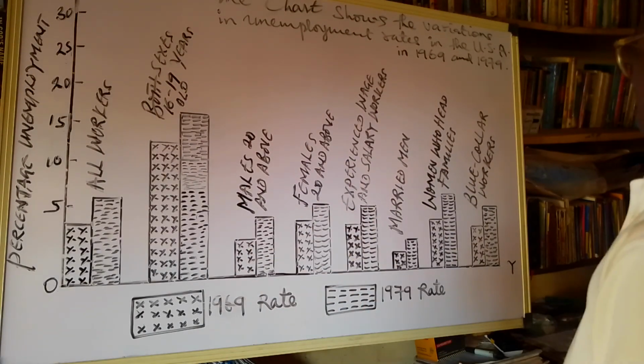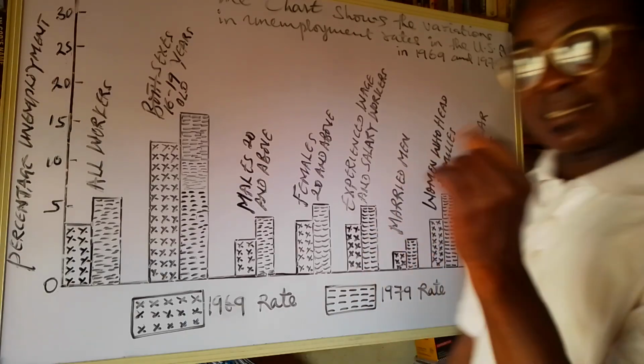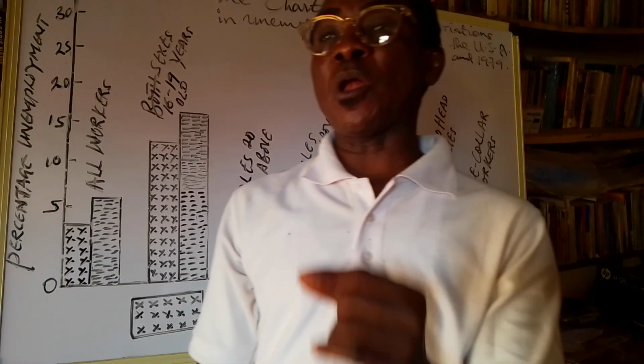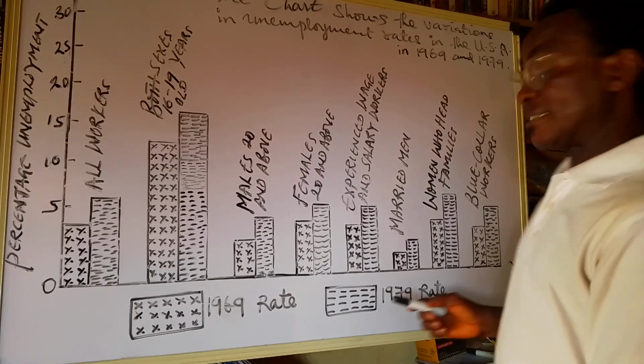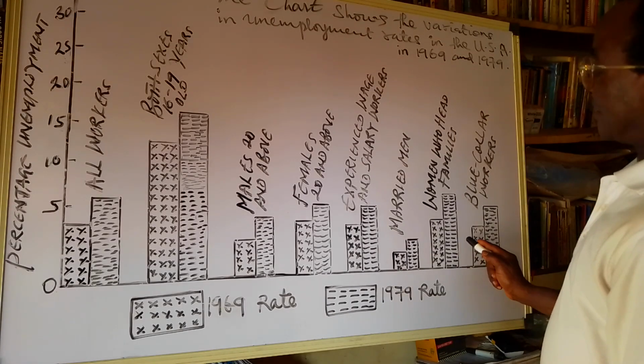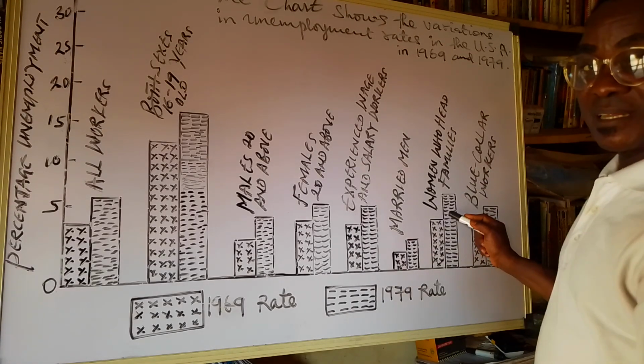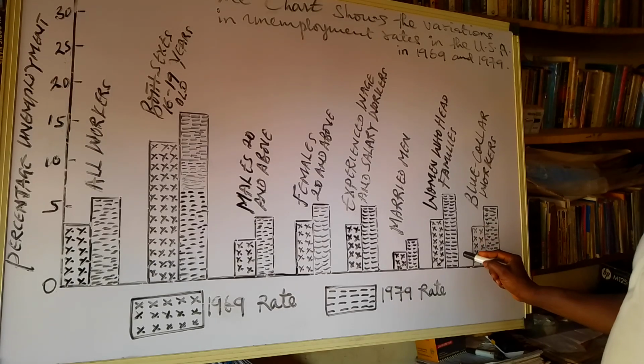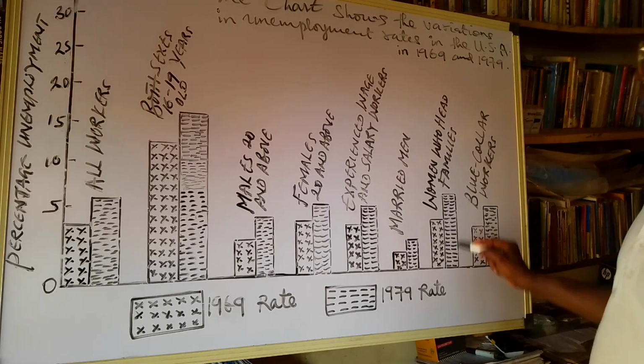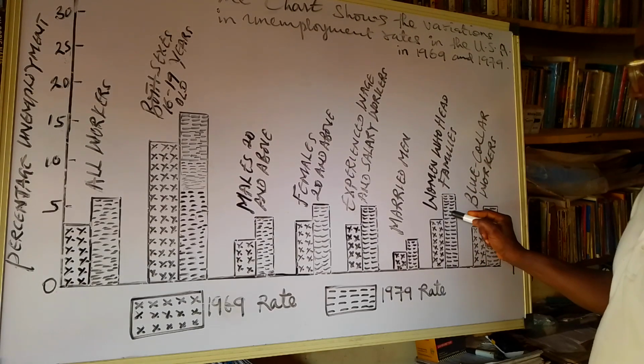Apart from that, the second highest unemployment rate occurred in 1979 among women who had families. That is the bar we have here. Occurred in 1979 among women who had families.